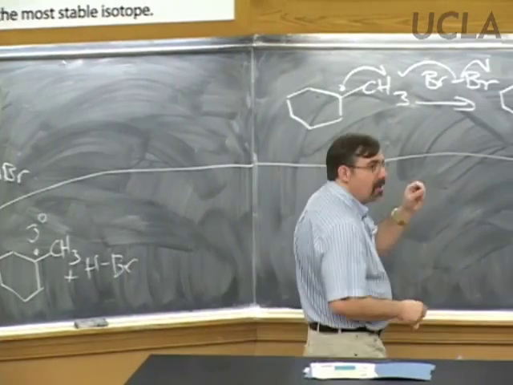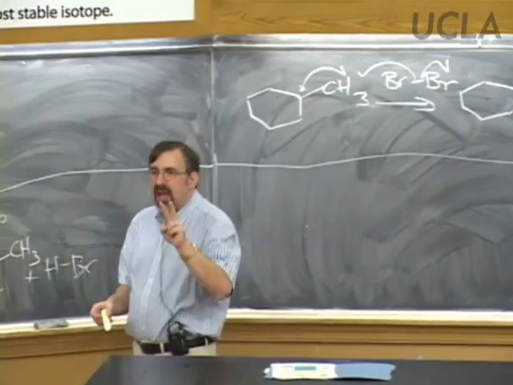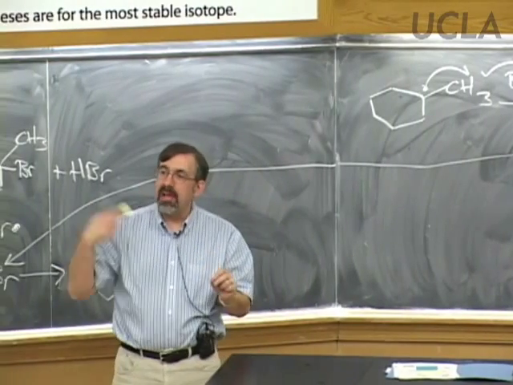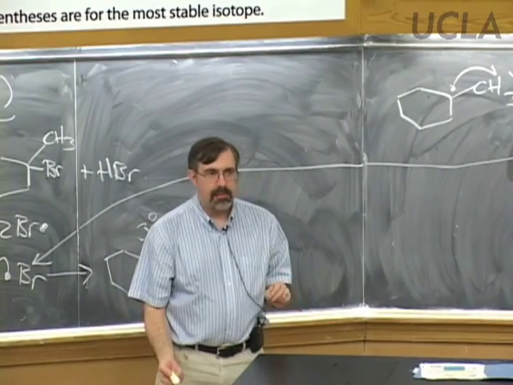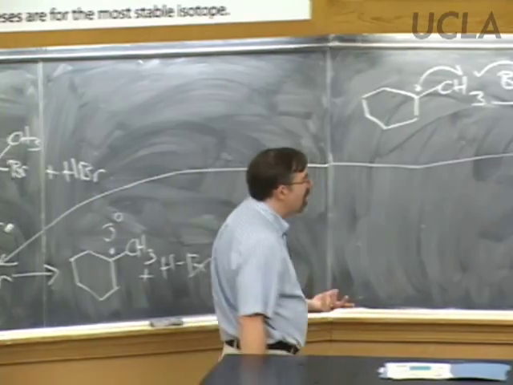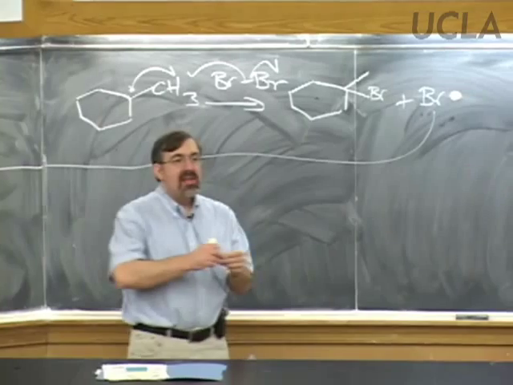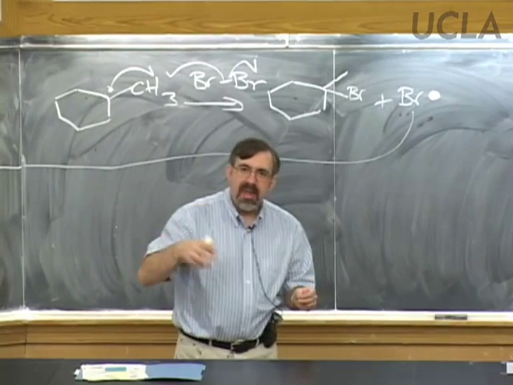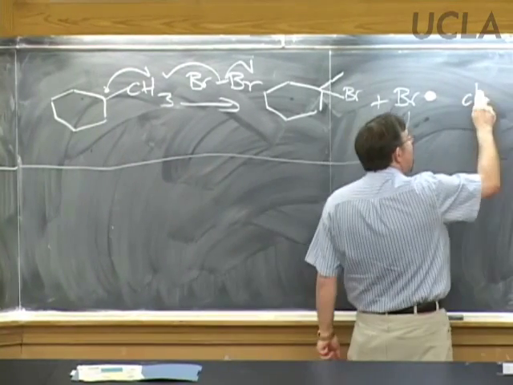In other words, this mechanism has two steps in it that keep cycling through until something stops it. Something consumes radicals, something consumes methyl cyclohexane, it runs out, whatever. A process which has one or more mechanism steps that repeat indefinitely is called a chain reaction.